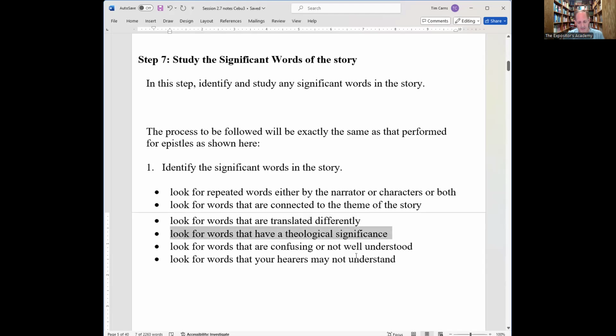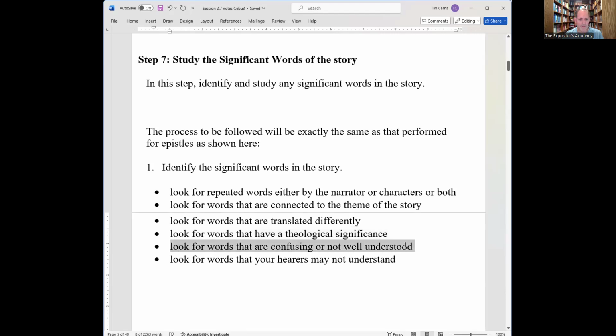Look for words that have theological significance. There are key words, if you're in a passage, such as justification, redemption, reconciliation, sovereign. These would be words that you would want to give careful study of, because they'll have more significance, words like compassion, mercy. These would be words you want to look at to get a better understanding.